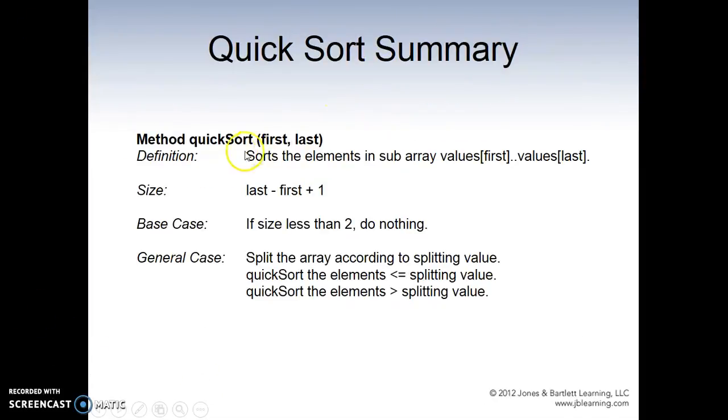So look at the methods. QuickSort, we pass in first and last index. Size is last minus first plus 1. And the best case is if size is less than 2, do nothing. The general case: split the array according to the splitting value. QuickSort the elements less than or equal to the splitting value. QuickSort the elements greater than the splitting value.